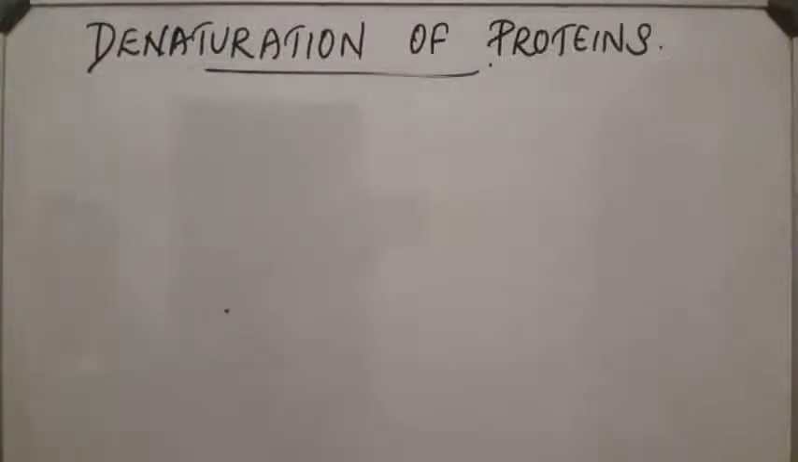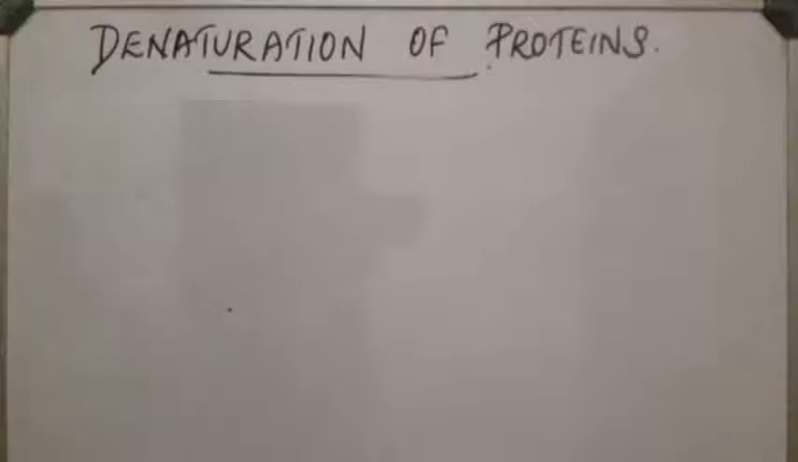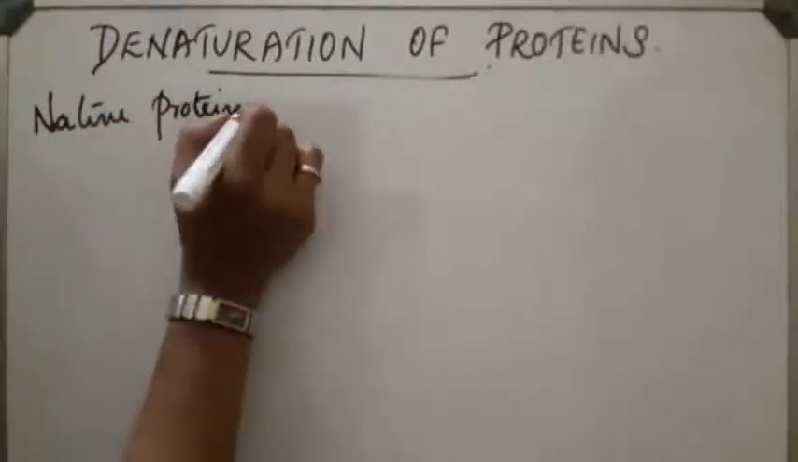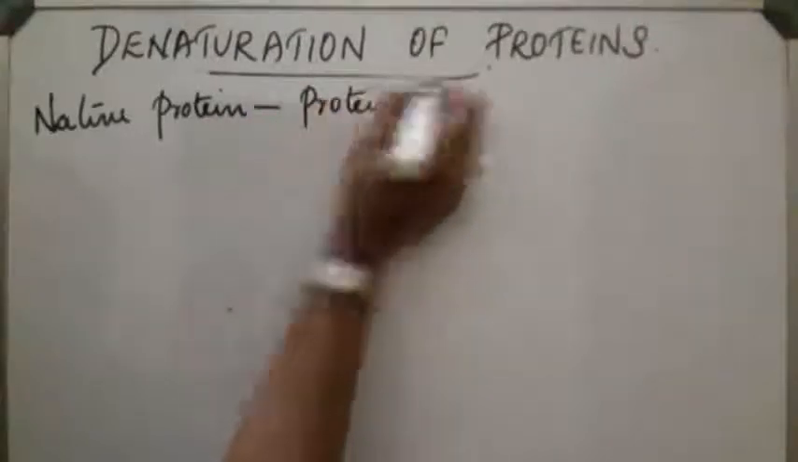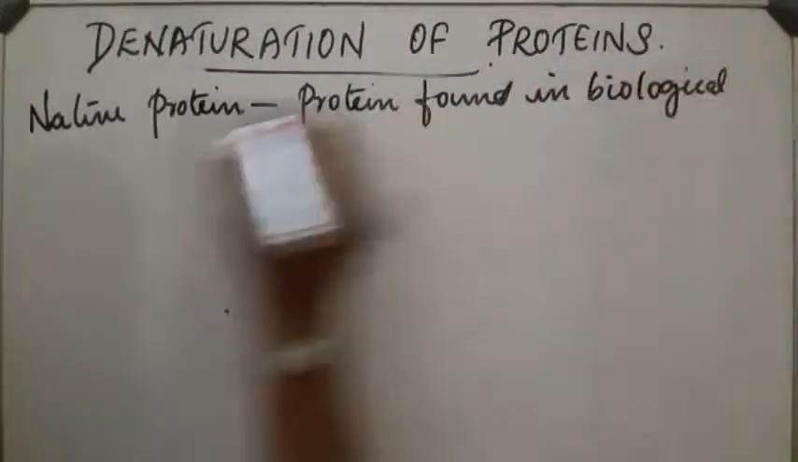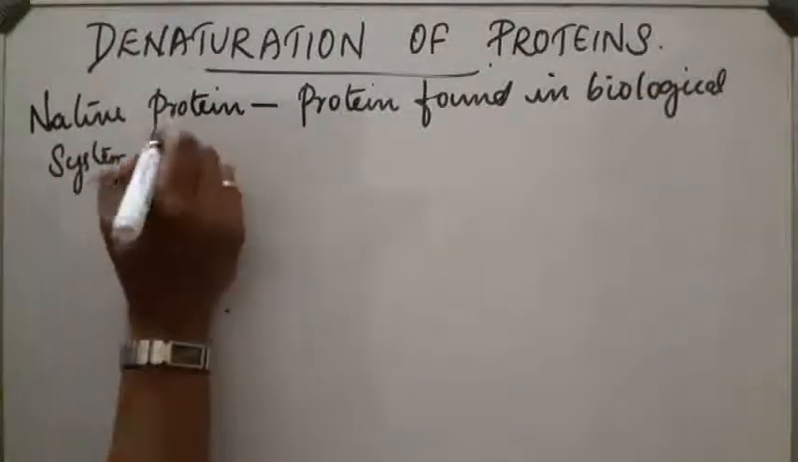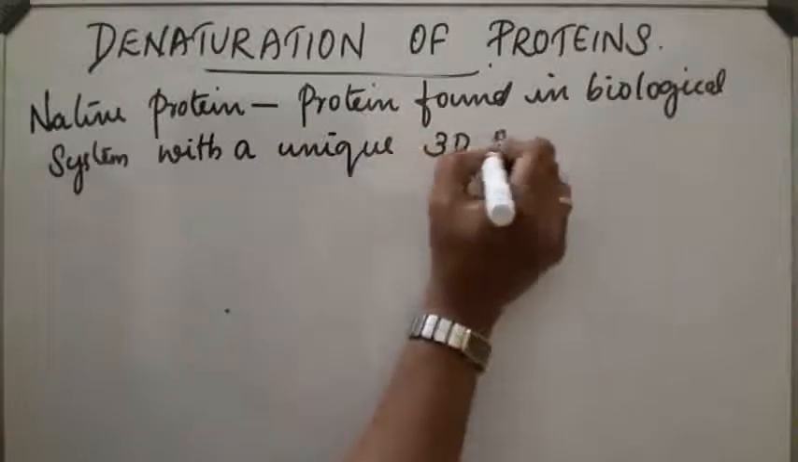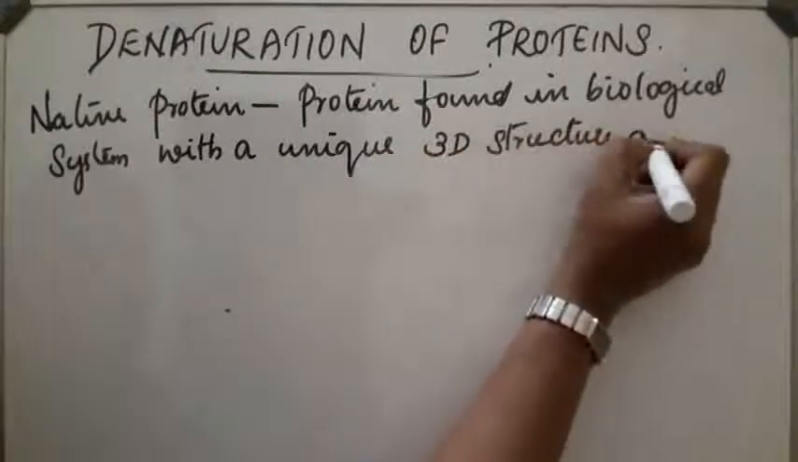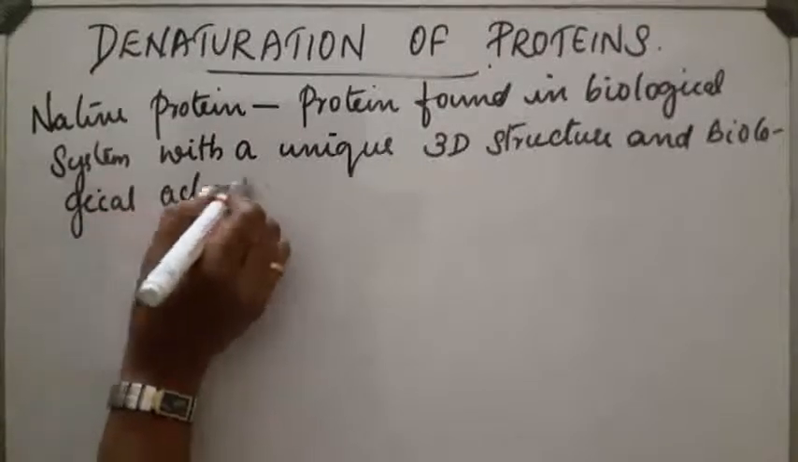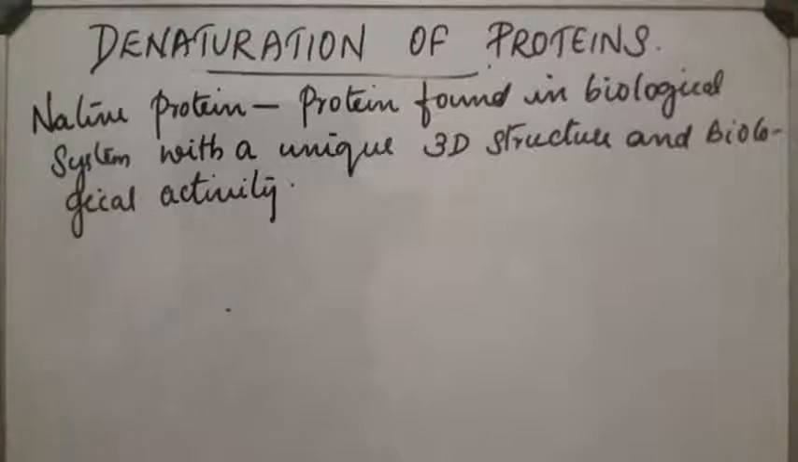Denaturation of proteins. First, native protein. Native proteins means protein found in a biological system having a unique three-dimensional structure and biological activity. So the structure is unique.